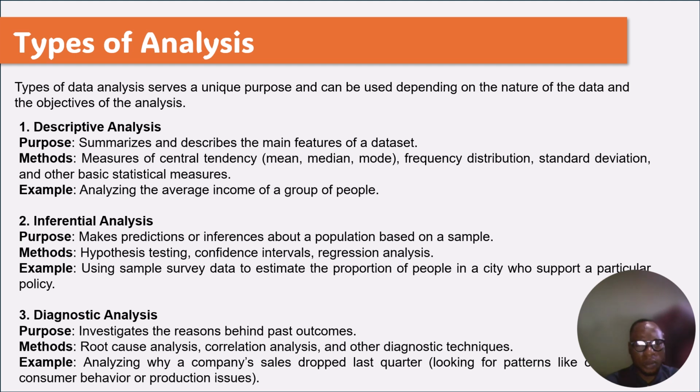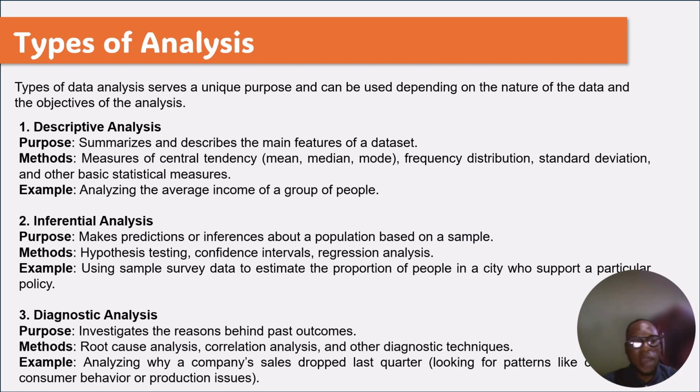Now we also have inferential analysis, which is used to make predictions about a population based on a sample. Its methods include hypothesis testing, regression analysis, confidence intervals, and the like. An example is using sample survey data to estimate the proportion of people in a city who support a particular policy.